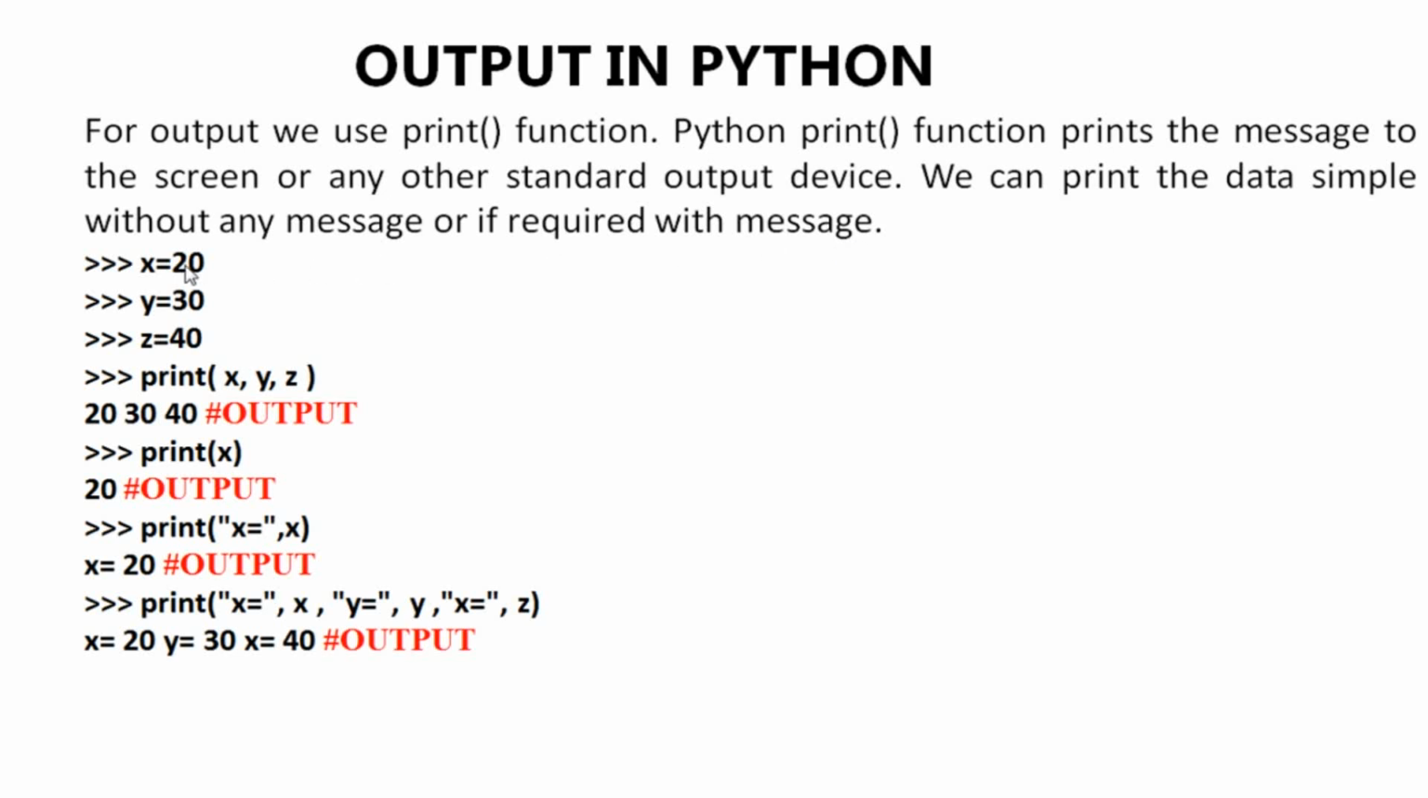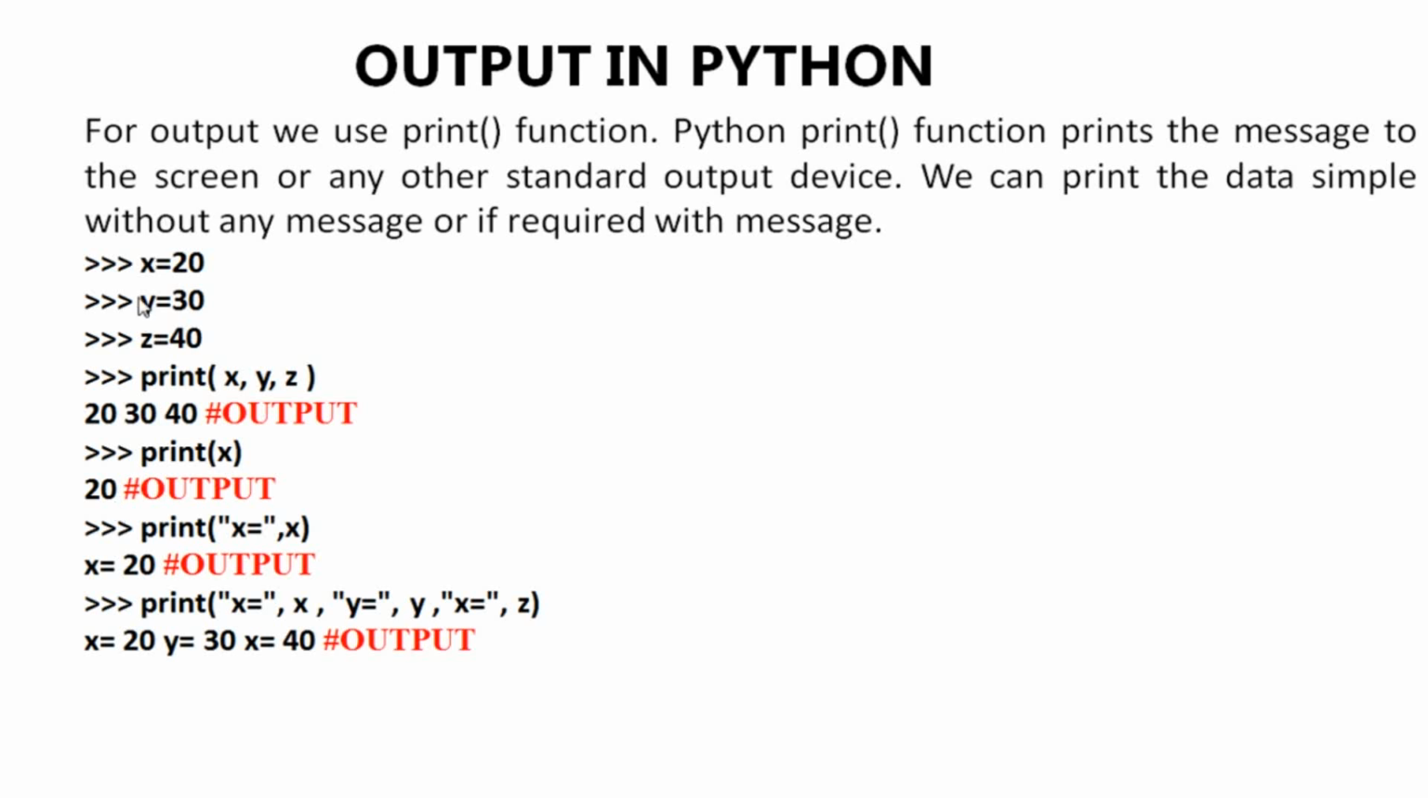I have entered three data, 20, 30 and 40 in X, Y and Z. Okay. So you're printing print X, Y and Z. You can print multiple data in the same line. So for X you're getting 20, for Y you're getting 30, and for Z you're getting 40. In this one I'm printing only one data, print x. So x has 20, so that is getting printed.